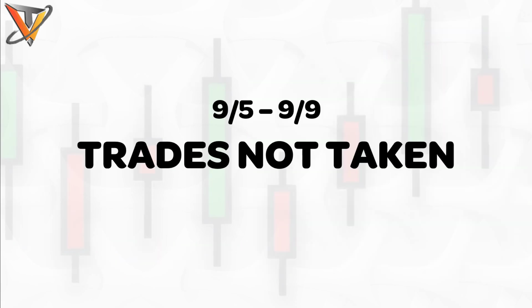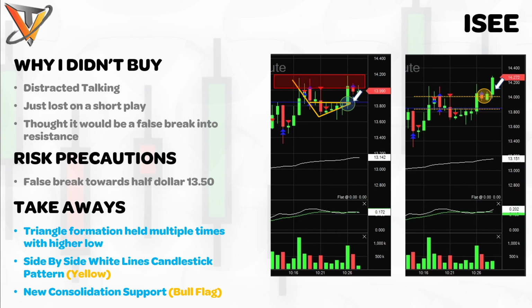Back to the topic. So I didn't go over everything from the 5th to the 9th, but this is just some of the stuff. Basically to the 7th is as far as I got. These are the trades that I didn't take during that time, that I hadn't noticed, at least from the 5th to the 7th. So the reason I didn't buy this one is because I was distracted talking and I just lost out on a short play.